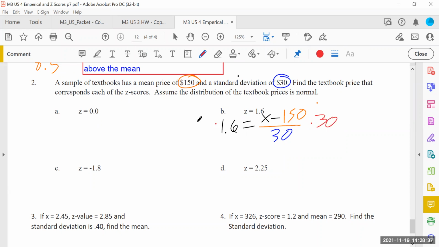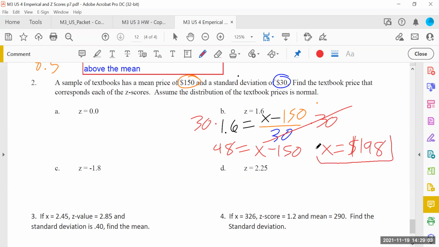Well, here's your chance to get some practice and get better. So times 30 on both sides. 30 times 1.6 gets us 48. 48 equals X minus 150. Add 150 to both sides. And we get 198. X is $198.